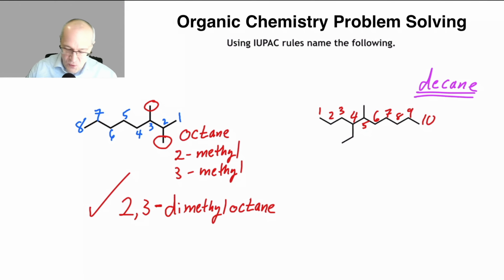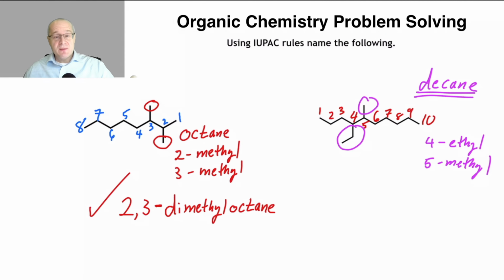At carbon number 4, there is this group here, and that's an ethyl. And on carbon number 5, there is a methyl. Now, we have two different substituents. We have to put them in the name, but you have to put them in the right place. So you're going to say 4-ethyl first, not because of the number 4, but because of the E in ethyl. It's alphabetical at this point. Your substituents always go in alphabetical order based on this letter.